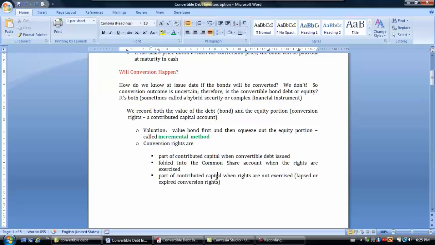And again, if the rights expire, in other words, if we get to the end of the term of the bond and no conversion actually took place, and the bond is just paid out in cash, then the conversion rights, which are part of contributed capital, were never exercised. So we reclassify the conversion rights as expired or lapsed rights, and it's still part of your contributed capital.